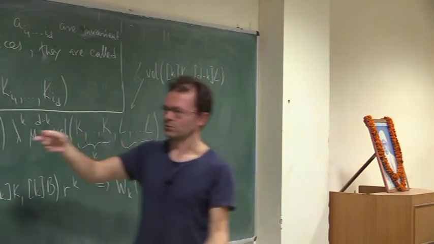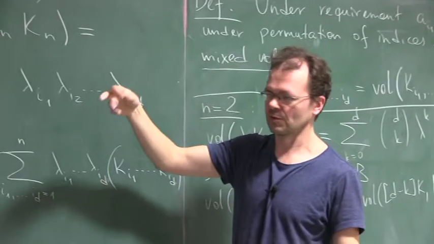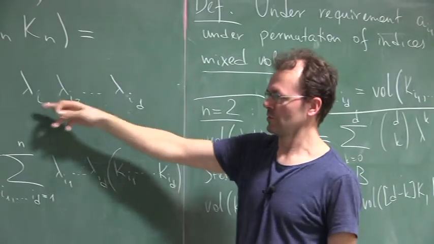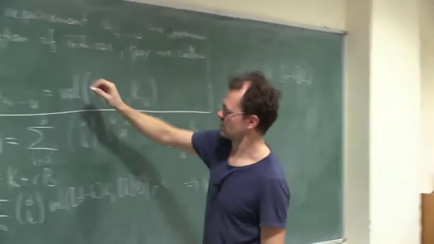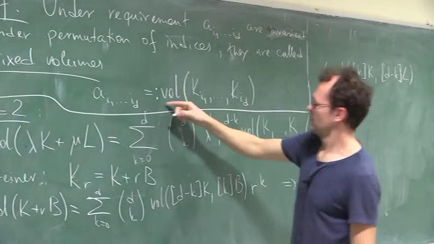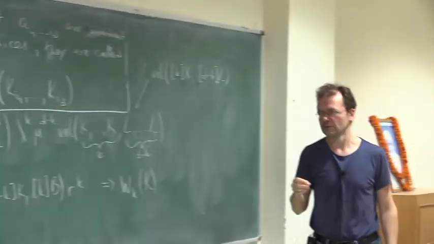So if the theorem is correct, and in special cases one can see that it is correct, then these coefficients are called the mixed volumes, and they are denoted as such. Actually, the mixed volume is defined as the coefficient in that expansion. So this is what is happening.